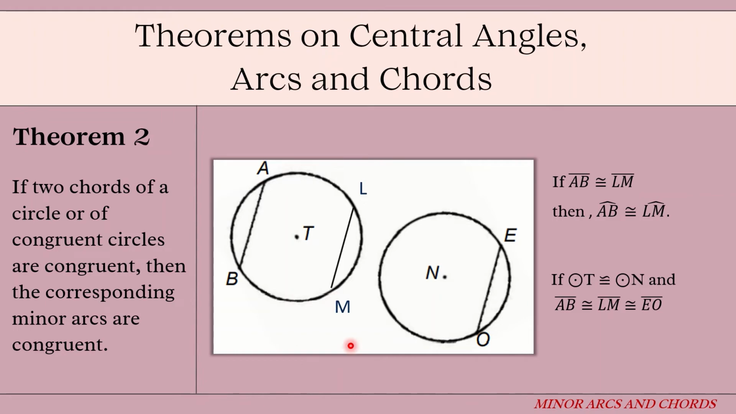Ganun din naman itong next example. Let's say circle T is congruent to circle N. And the chords, segment AB, segment LM, and segment EO are all congruent, then their corresponding minor arcs are also congruent. So we say arc AB, arc LM, and arc EO are also congruent.